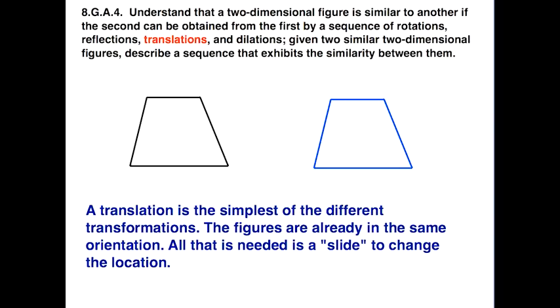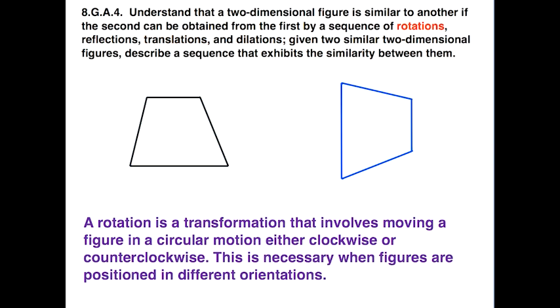Let's start with the translation, which is the simplest of the different transformations. These figures are already in the same orientation, so all that's needed is a slide to change the location of them. So if we do a slide, a translation, we can get one to slide over and fit exactly over the other. A rotation is a transformation that involves moving a figure in a circular motion, either clockwise or counterclockwise.